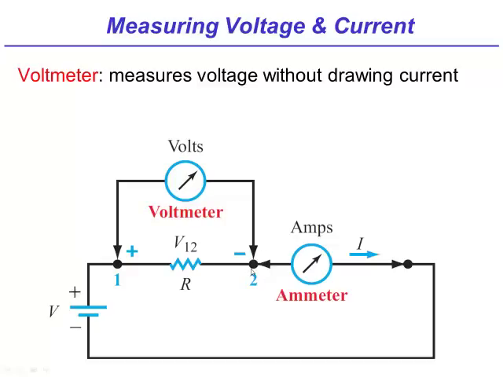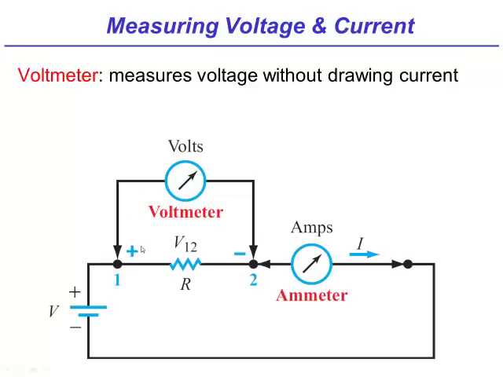Now, the way we do that is we take the two terminals of the voltmeter and we hold it across the points that we're trying to measure the voltage between. And in an ideal world, you don't want that voltmeter to perturb the circuit. So in an ideal world, a voltmeter measures the voltage without drawing any current, so it doesn't perturb the circuit.